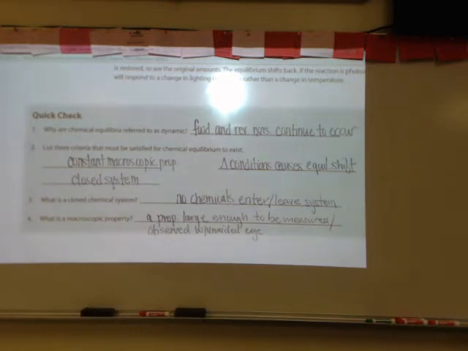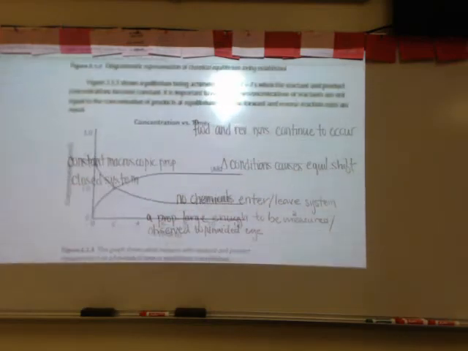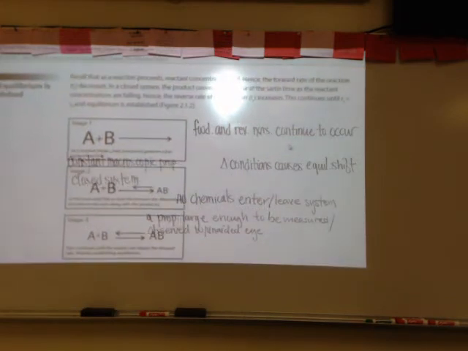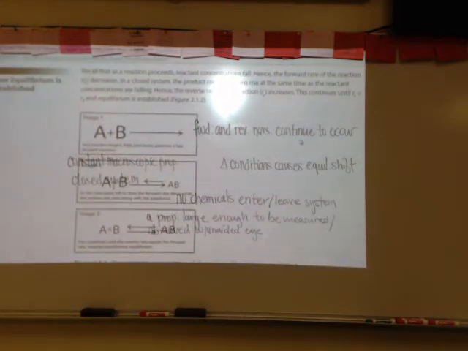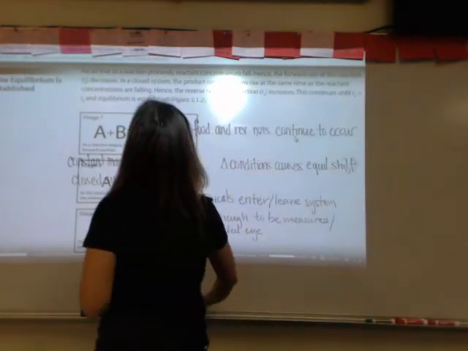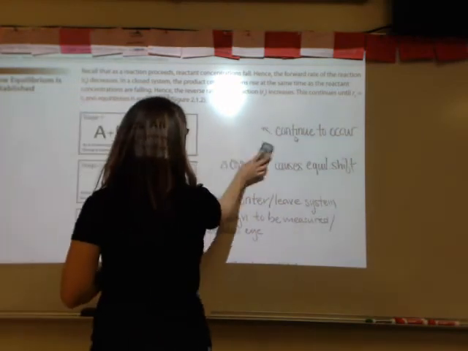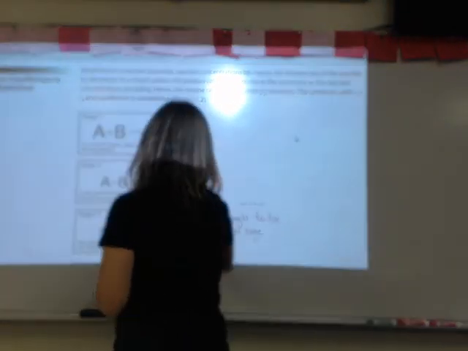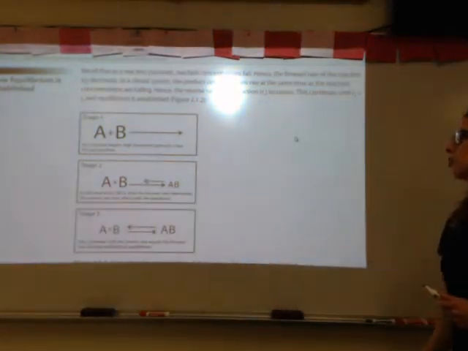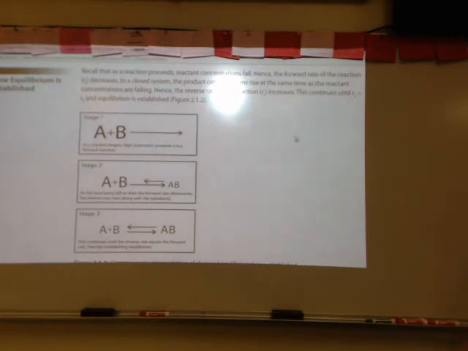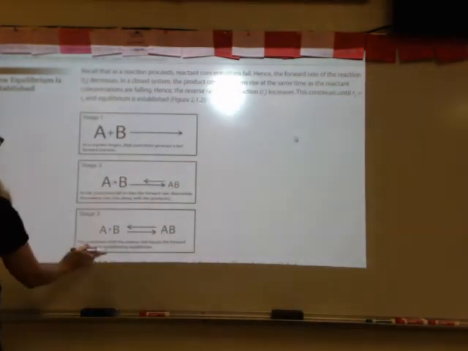Let's talk about how equilibrium is established. As a reaction proceeds, reactant concentrations fall as reactants are consumed, okay? And the forward reaction rate of a reaction is going to decrease as we're consuming the reactant that's present. If we're in a closed system, the product concentration rises at the same rate that the reactant concentrations are falling, so the reverse rate is going to start to increase. And this continues until the forward rate and the reverse reaction rate are equal, and that's when you have equilibrium established. So this is showing you the 3 different stages that I just described.